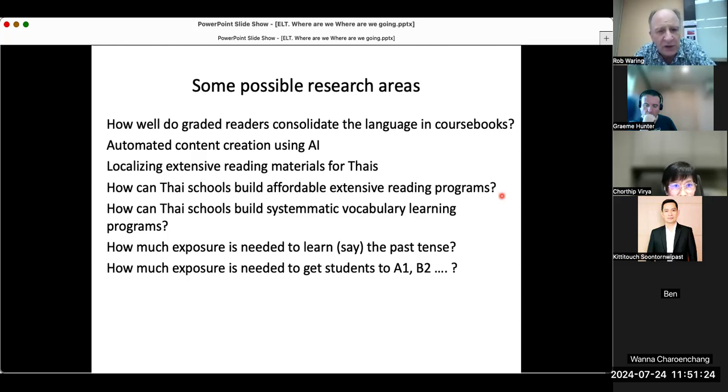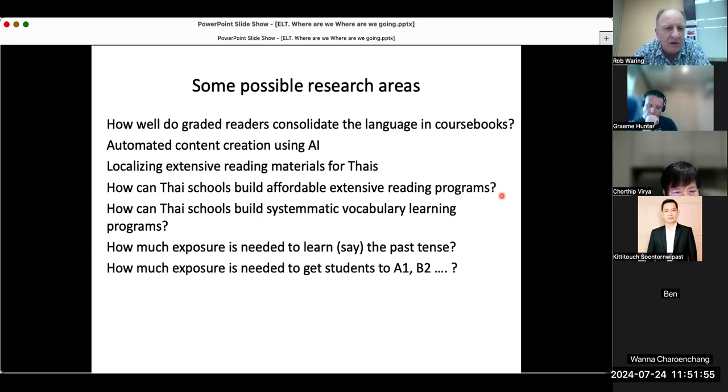The first one I think is critically important. I've said that we need graded readers or extensive reading to supplement, add to and consolidate the course books. But many graded reader series are not written in tandem with course books. So we really need to look at how well graded readers consolidate the language in course books. I have done some initial work on this, analyzing books in course books, but we do need a lot more work.